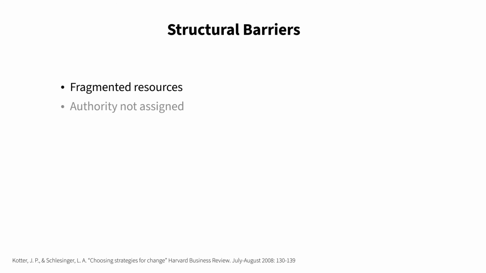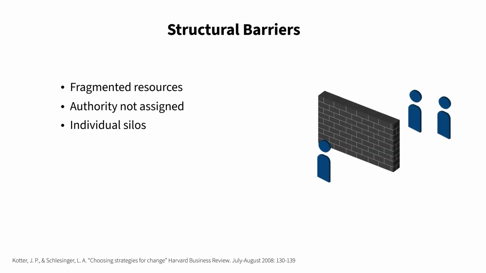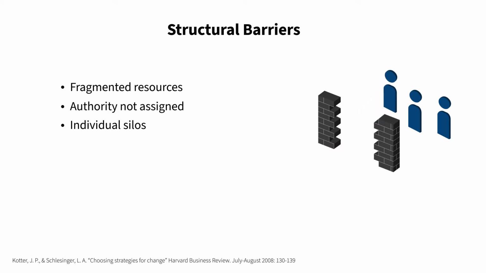Fragmented resources, lack of authority, and siloed work environments are all structural barriers that you may encounter in your projects. If you cannot get the resources you need, it is difficult to have an effective process. Helping the individuals who are implementing the change access critical resources may be an important place to intervene. Additionally, if no one has clear authority, it is difficult to make change.